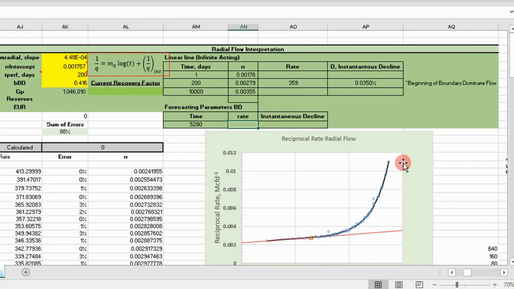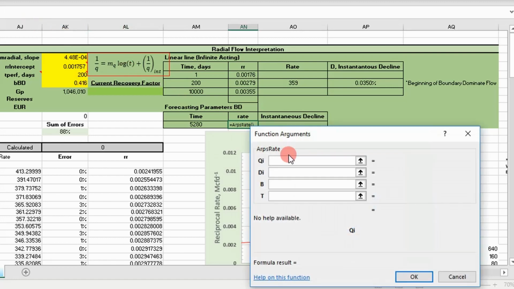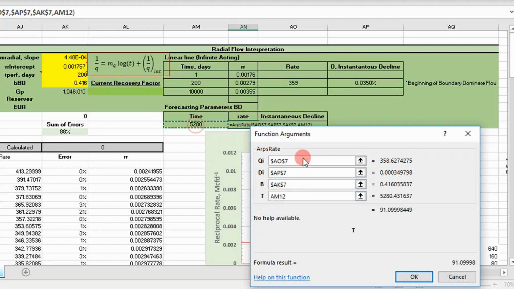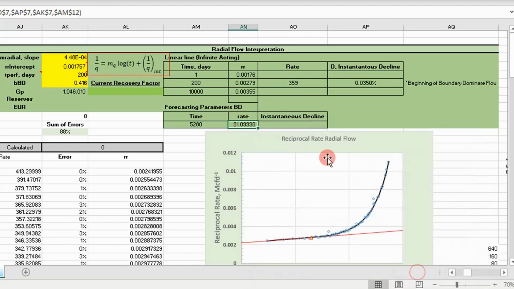And so we're going to use our Arps rate to calculate our theoretical rate at this point. It's going to take our QI, initial decline, b boundary dominated, and then our time produced right there. So that's our last predicted rate right there.